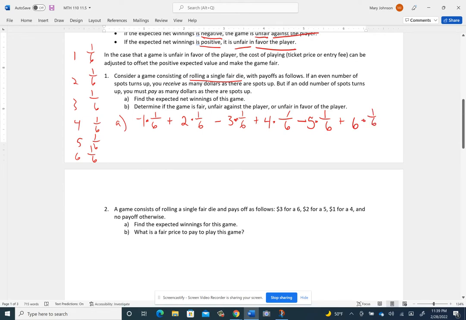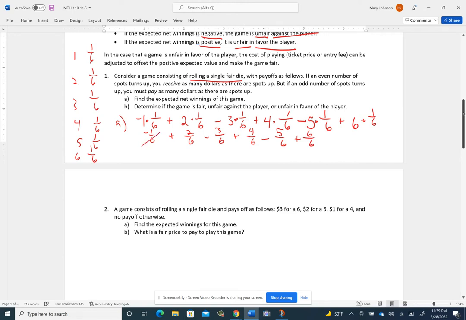Now it really helps actually not to reduce the fractions, because all of these would have a denominator of 6, which would make it easier to add up without a calculator. So I'm just going to go through and I'm doing the multiplying first. And then I'm going to see what I wind up with.